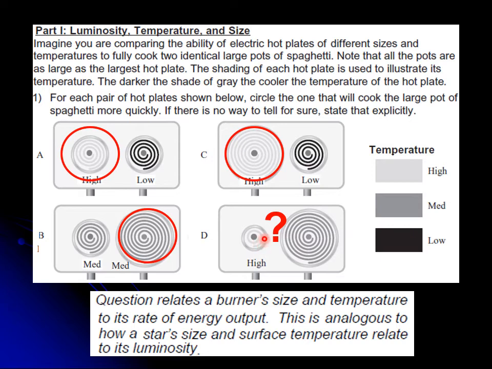But in this case, we have one very small and one very large. But this one is medium, and this one is high temperature. We can see that it's extremely light gray, like this one. And this one is medium temperature, like this one. So it's hard to tell between these two, because it could be that the size will overcome temperature, but we don't have the information. So there's a big question mark here.